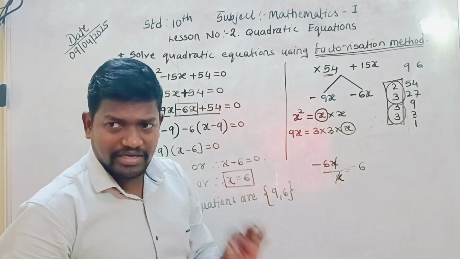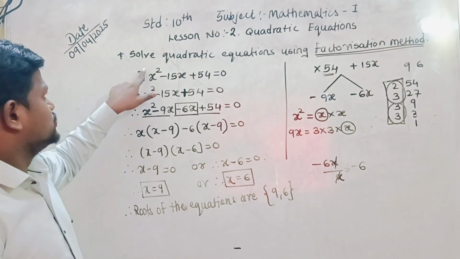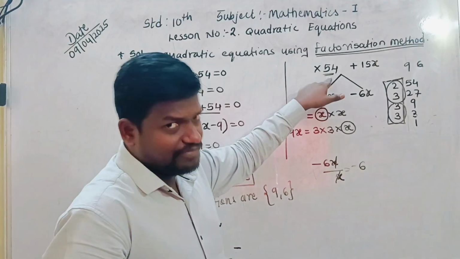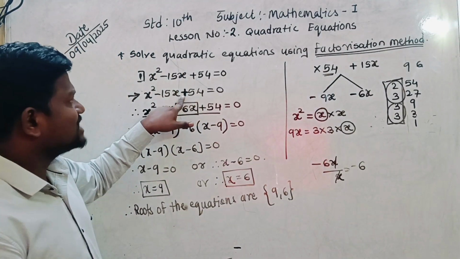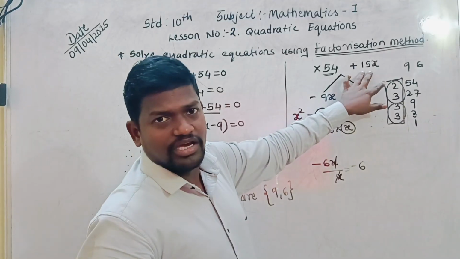So keep in mind we have to multiply these two. Here we have 1 and here 54. So 1 into 54 is 54, and check the last sign, that is plus, and the middle number 15x. So we write it down here.